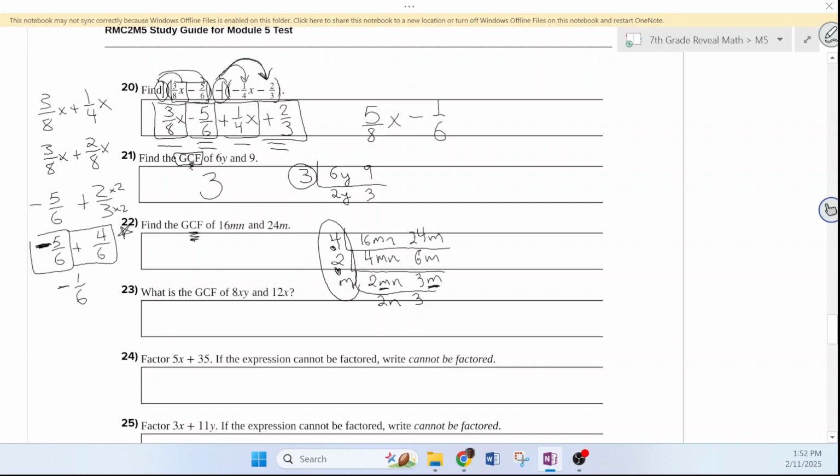So this is our greatest common factor. 4 times 2 is 8. Tack on the m, that's 8m. Okay.